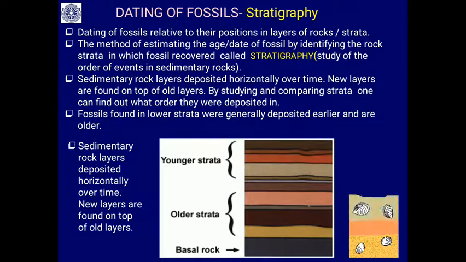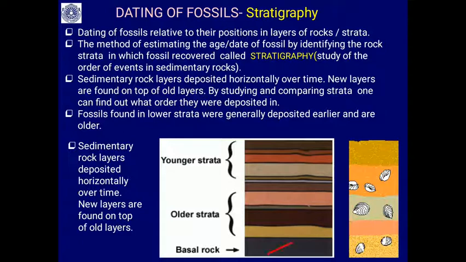Stratigraphy dates fossils relative to their position in layers of rocks or strata. It looks at which strata the fossils were recovered from. Based on that, we decide the date or age of that fossil, or in which period the fossil organism lived. The method of estimating the age and date of fossils by identifying the rock strata in which the fossil was recovered is called stratigraphy, the study of the order of events in sedimentary rocks.